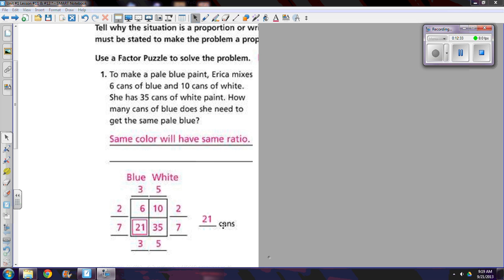And now, an assumption. You must assume that the same color will have the same ratio. Same color will have the same ratio. And that's how you do the rest on that.